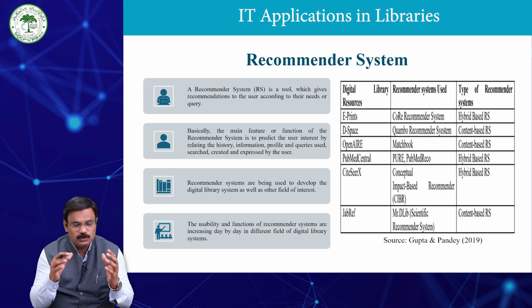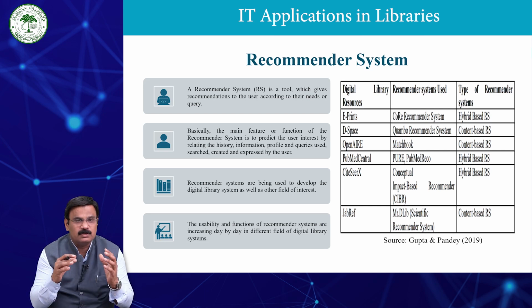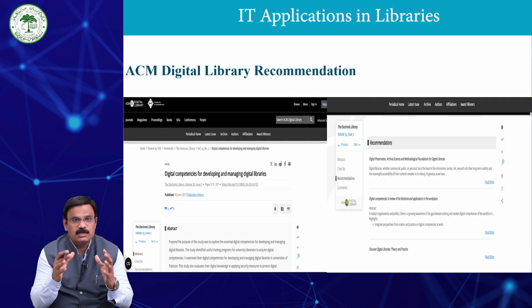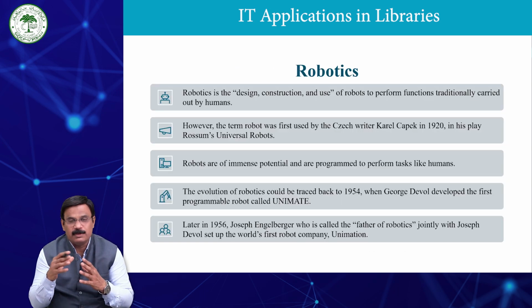Recommender systems are being used to develop digital library systems as well as other fields of interest. The usability and function of recommender systems are increasing day by day in different fields of digital library systems. ACM digital library recommendation is one example of how the recommender system helps the user to get appropriate documents from the various library collections. Next, artificial intelligence applications you will find in the form of robotics in libraries.